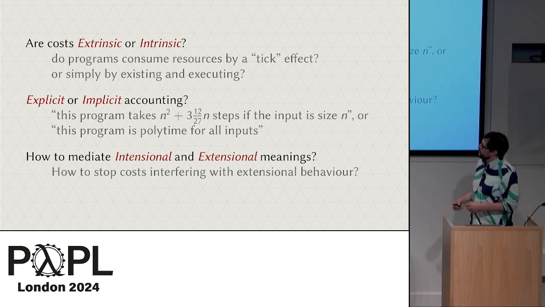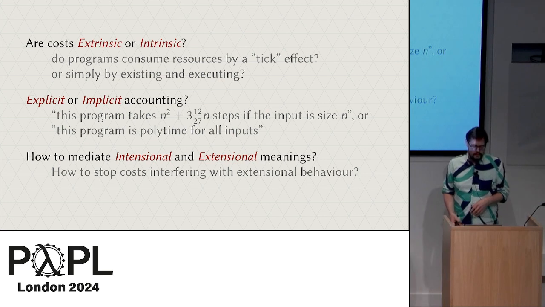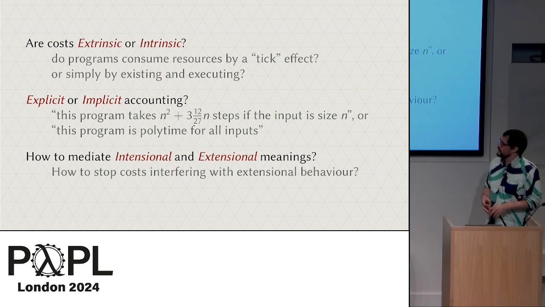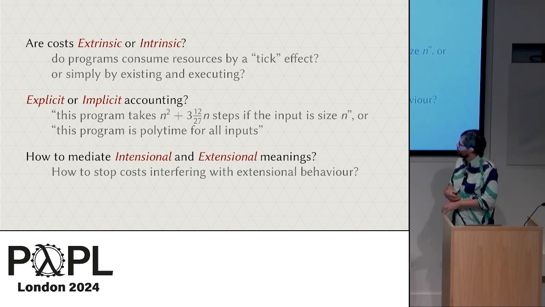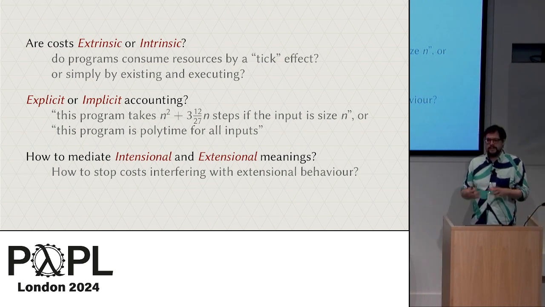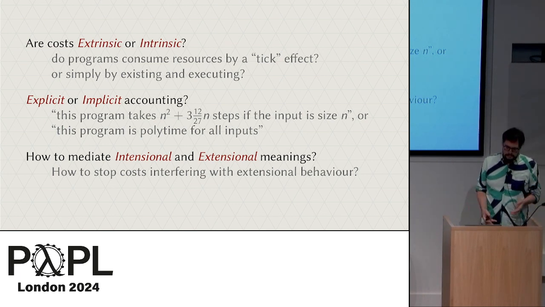Do we want to do explicit or implicit accounting? So do we want a statement at the end that says something like, this program takes exactly n squared plus 3 and 12/27ths of an n times n steps if the input is size n? Or are we happy with a statement like, this is a polytime program?